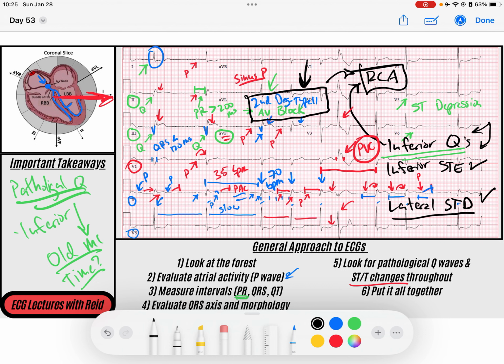So I hope this helps. This was a really tricky ECG, a lot going on, but if you put it all together, it'll make sense, and the anatomy makes sense. So if you don't understand the anatomy of the coronary arteries, go back and study those. That really helps you, when you see this AV block, well, what supplies the AV node?